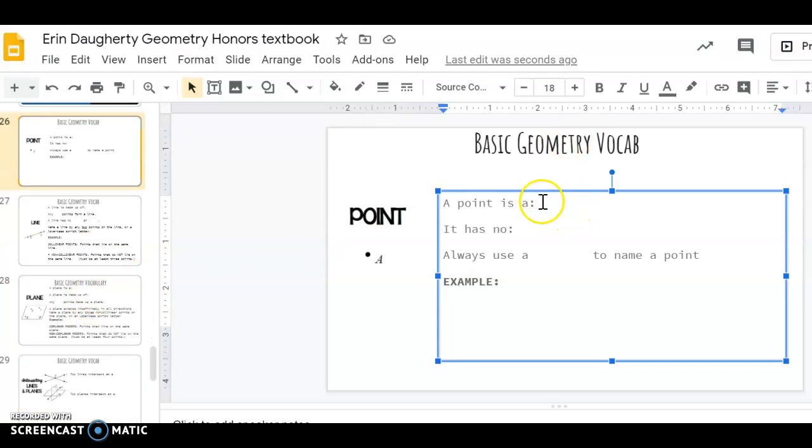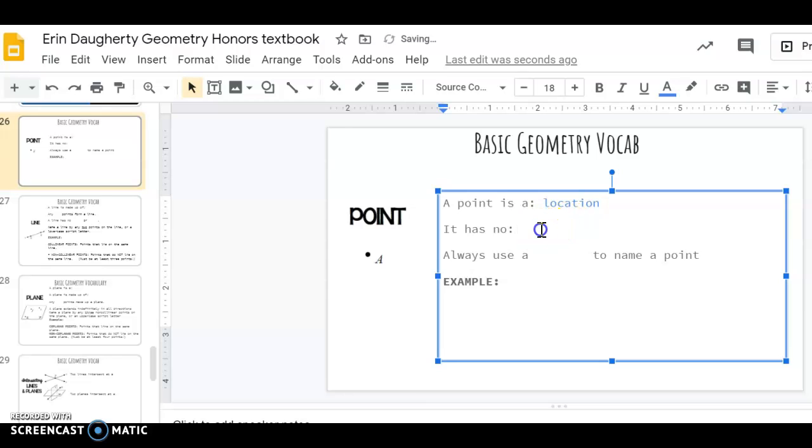Now, when you type in here, you're going to notice that there's a little blue cursor. That's where I would like you to make sure you have your words. There will be a point in time when you're going to share your link with me so that I can access it to make sure that you're taking notes. All right, so the first is a point. A point is a location.